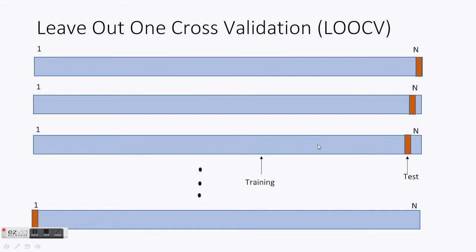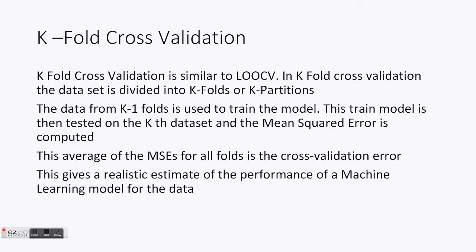So the blue is your training data, and the single brown data point is your test. So you do this n times, compute the mean square error for each of these models, and then average them out. And this average will give you the most reliable estimate of how well your model will perform on new data.